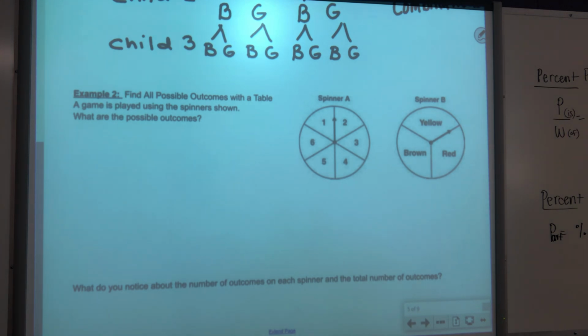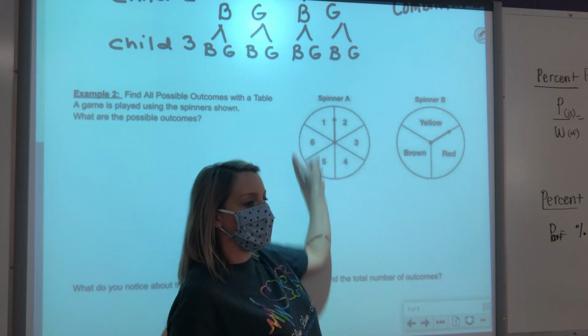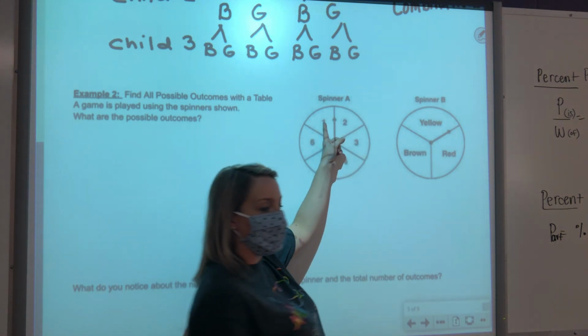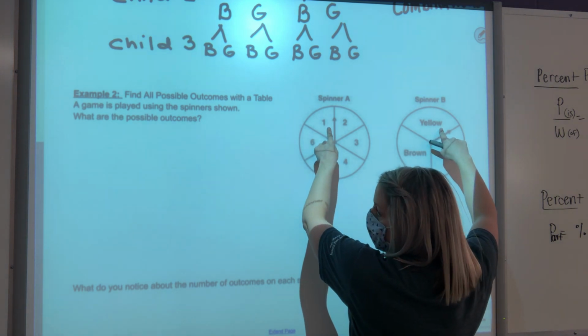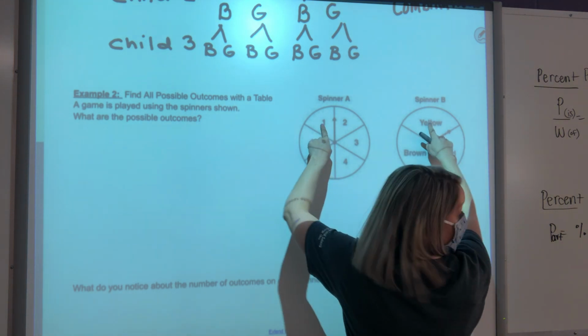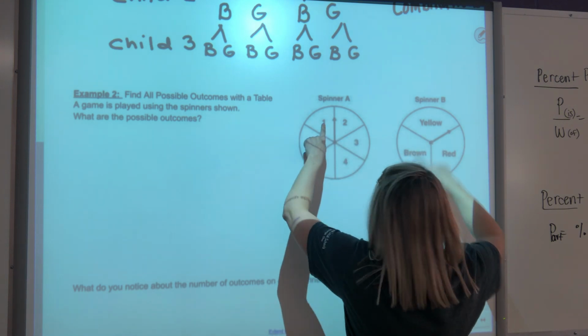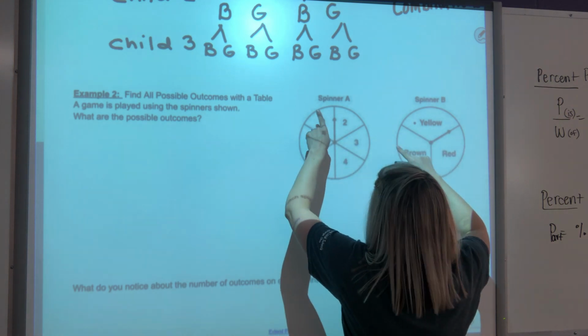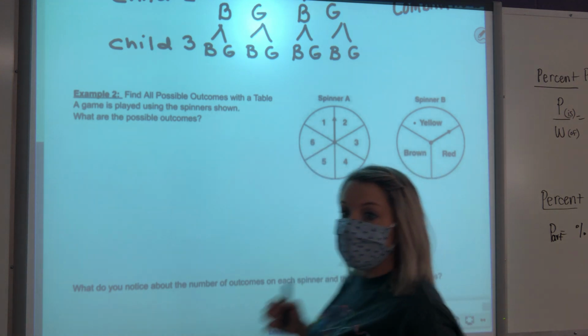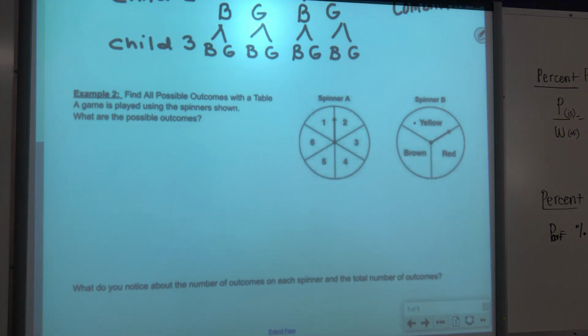So when I'm looking at the possible outcomes, I can spin and get a 1, and then I can spin and get a color. Another way we can do that, could we use a tree diagram for that? Yes, because we could put 1, 2, 3, 4, 5, 6 at the top, and then red, yellow, brown under each number. We could also make a table.